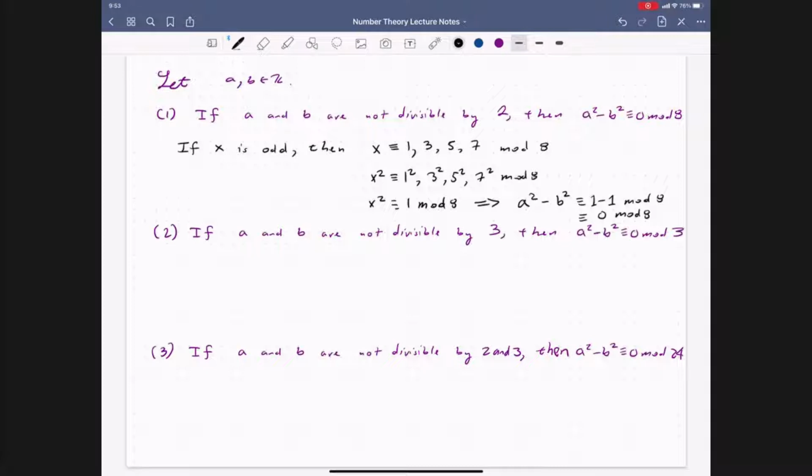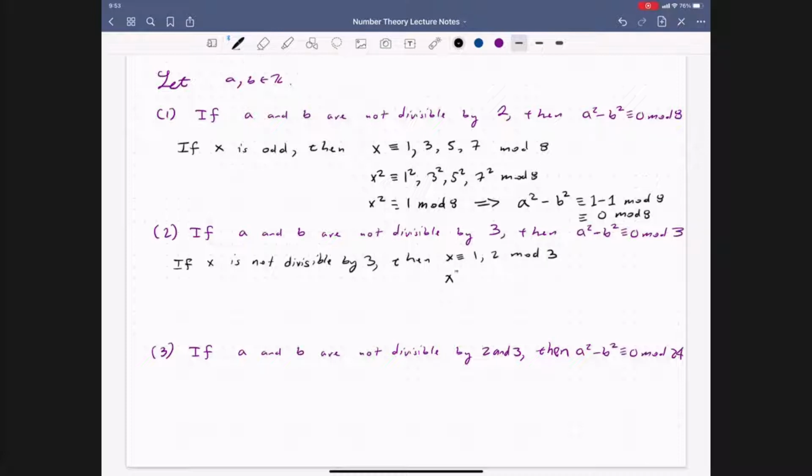Similarly, if we had that a and b were not divisible by 3, then a squared minus b squared is going to be congruent to 0 mod 3. We get this by the same exact argument. If x is not divisible by 3, so that is, it's not congruent to 0 mod 3, then x is going to be congruent to either 1 or 2 mod 3.